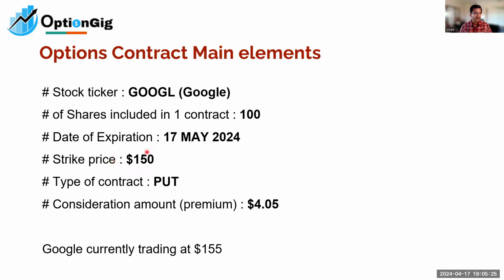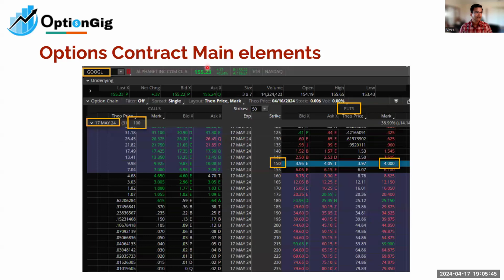Strike price, 150. That's the price that we agreed upon to trade the stock. What type of contract is it? It is a put contract. And the premium amount was $4.05. And Google was currently trading at 155 when we looked at this. So Google trading at 155.23.